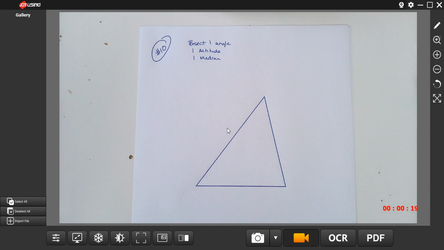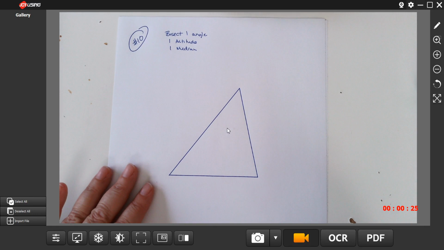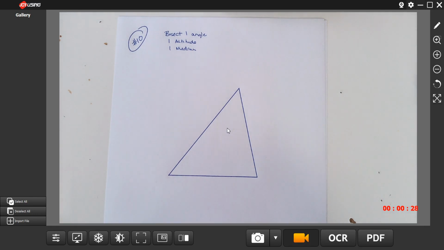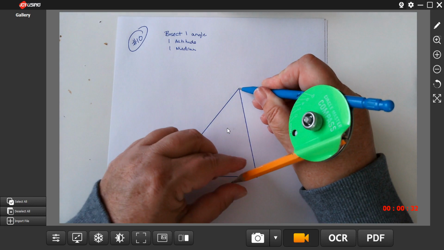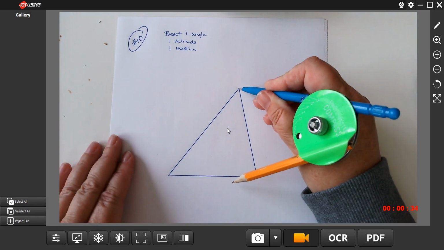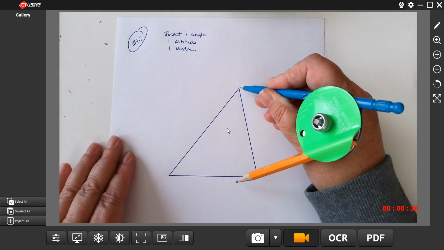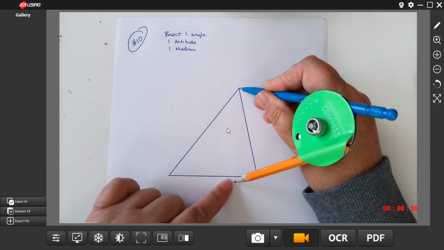I'm going to do my altitude first because I think that's probably the one people struggle with the most, and I don't want to muddy up my figure too much before I review with you how to find an altitude. So I'm just going to find the altitude from this vertex here. It doesn't matter which one. I'm going to open my compass to go further than the distance from the vertex to the opposite side.